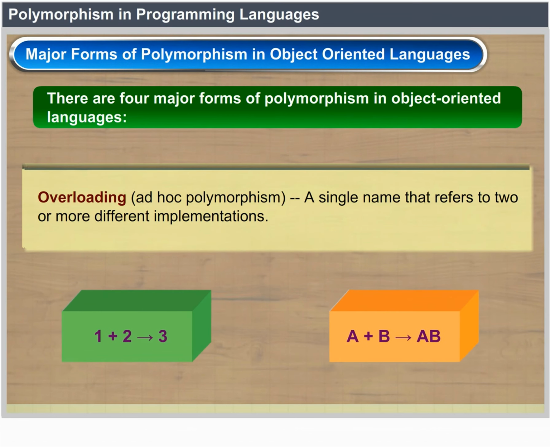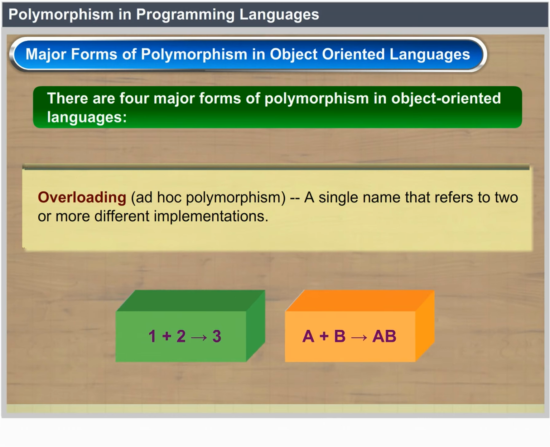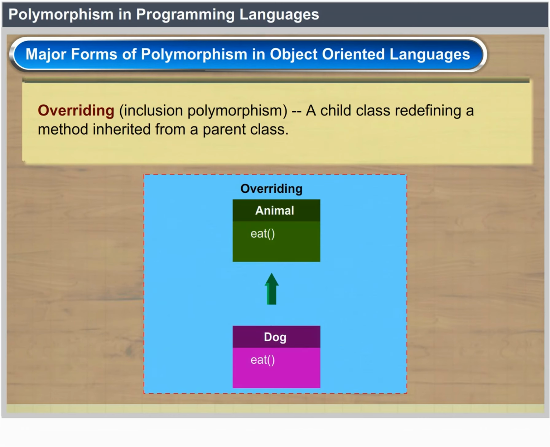Overloading, ad hoc polymorphism: a single name that refers to two or more different implementations. Overriding, inclusion polymorphism: a child class redefining a method inherited from a parent class.